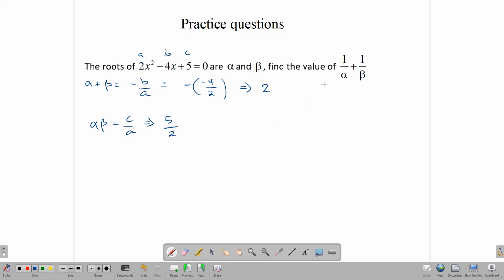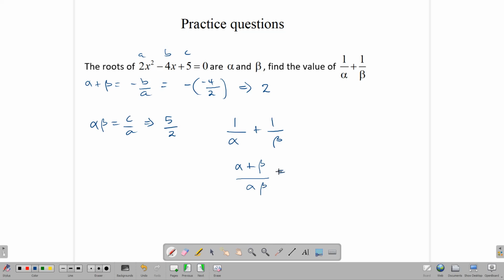So 1 over alpha plus 1 over beta as it is. We don't have a single value for alpha. We don't have a single value for beta. What we have is a sum and a product. So let's write that as 1 over alpha plus 1 over beta. If we add these two together, it would give us alpha plus beta over alpha times beta.